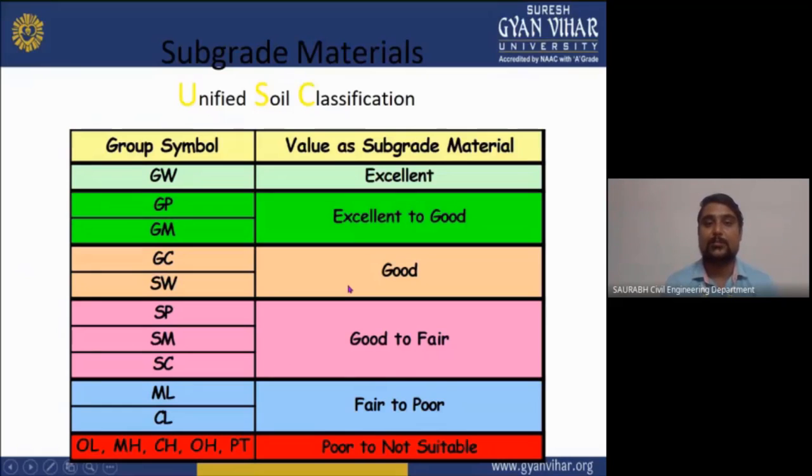And here we will see subgrade material, which means this kind of soil used in the construction of the subbase of road construction or road pavement. As you can see, GW will be excellent, GP, GM will be excellent to good, GC, SW will be good, SP, SM, SC will be good to fair, ML, CL will be fair to poor. And OL, MH, CH, OH, PT will be poor to not suitable. It is not suitable material which we can use for the preparation of a subgrade.